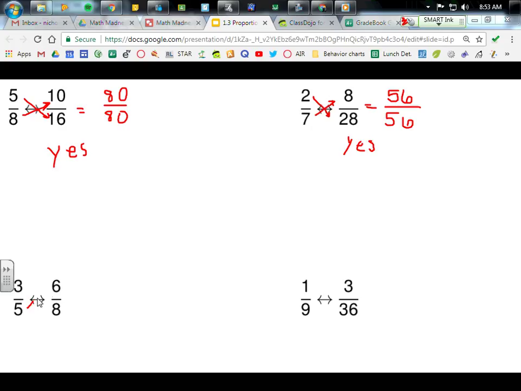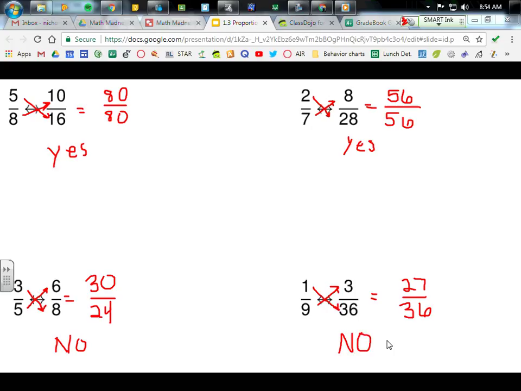All right, let's test these. 5 times 6 would give us 30, and 3 times 8 would give us 24. So that's a no. Final set of ratios: 9 times 3 would give us 27, and 1 times 36 would give us 36. So this set of ratios is also no, they are not proportional.